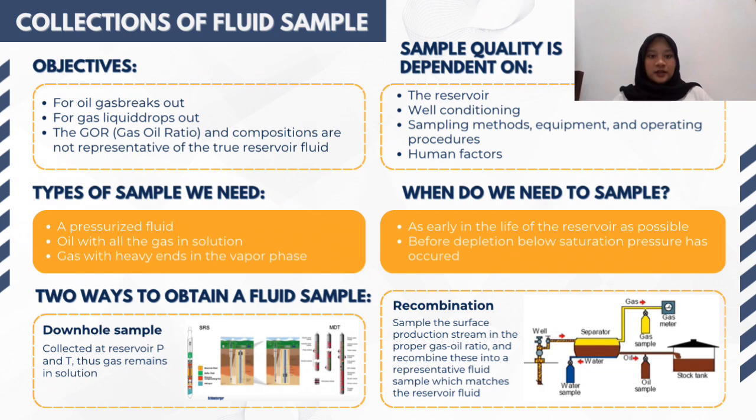And below the gas meter, we have the gas sample cylinder, which collects gas samples for analysis. Below the gas sample cylinder, we have the oil sample cylinder to collect oil samples for analysis. And on the left, we have the water sample cylinder to collect water samples for analysis. Lastly, on the right, we have the stock tank to store separated oil before transportation.